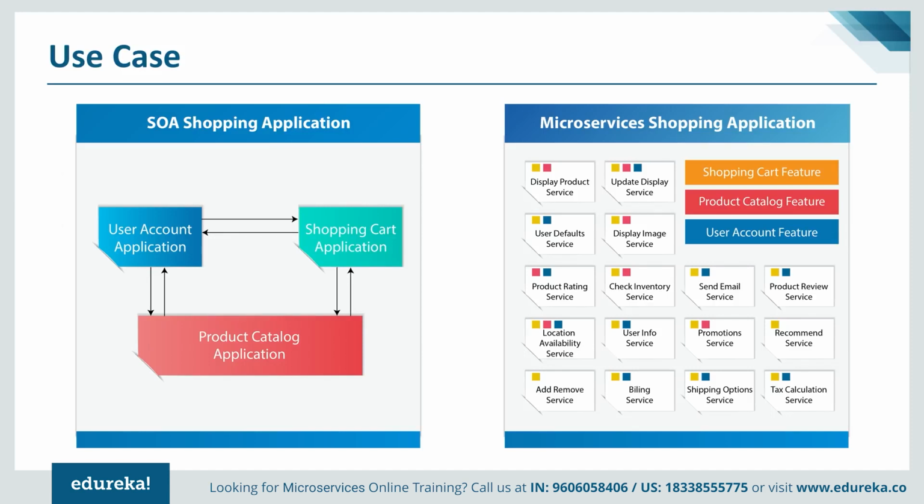So first, let's take the case where a microservice shopping application is better. Here we'll have certain features which are common to multiple applications. So we have something like a display image service. It's a smaller task-level service, but the image of the product being displayed might be common across all the three applications. It might be present in the shopping cart also, and the image of the product might be present in the user account application also, showing which products the particular user bought.